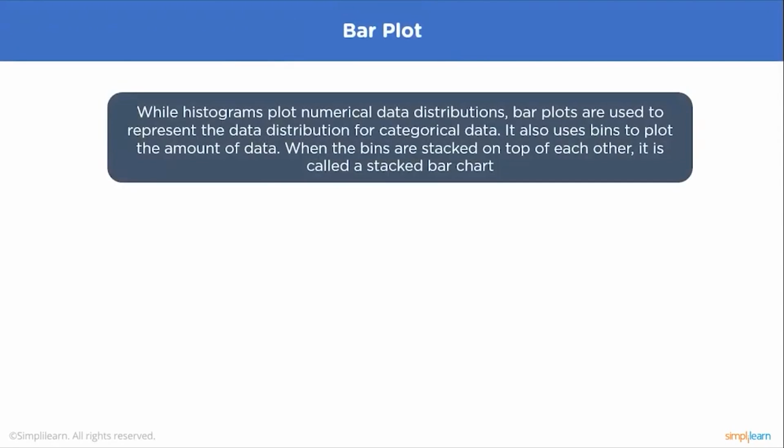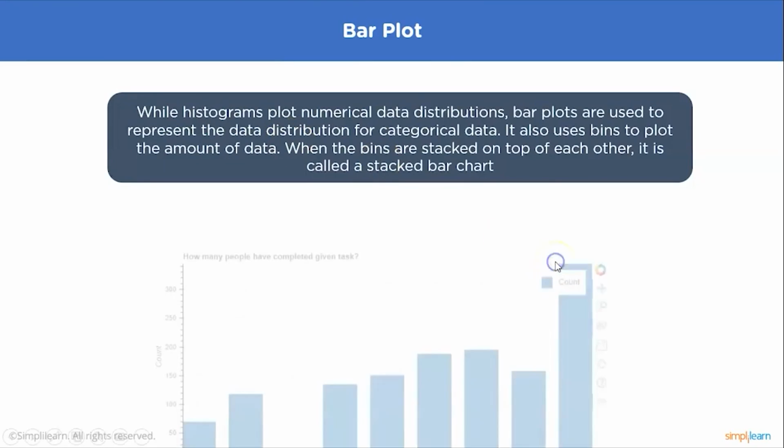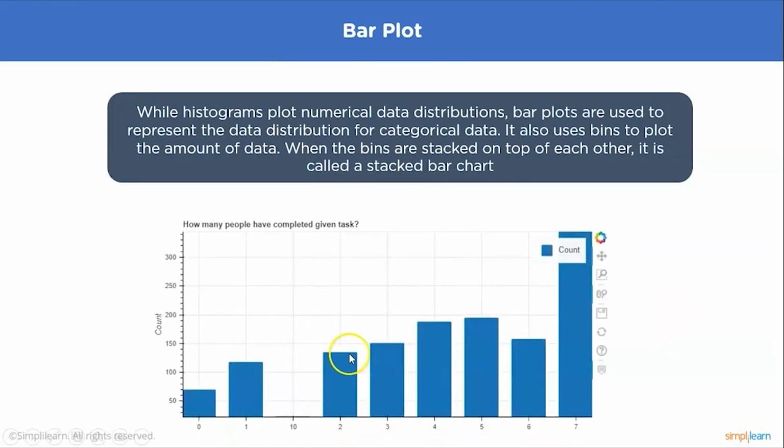So now we've taken a look at histograms. Let's move on to bar plots and understand how exactly they're different from histograms. In histograms, you have plotted numerical data distributions as of yet. In bar plots, you plot for categorical data. It also uses bins to plot the amount of data. When the bins are stacked on top of each other, it's called a stacked bar chart. This is basically what a bar chart looks like. The difference is this does not have its own range. Each bar is used to represent a categorical data, and the height is used to tell us how much of that categorical data is present.